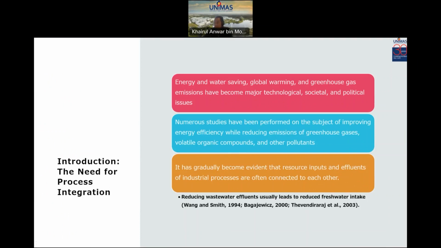Therefore, numerous studies have been performed on improving energy efficiency while reducing emission of greenhouse gases, volatile organic compounds and other pollutants. It has gradually become evident that resource input and effluent of industrial processes are often connected to each other. Therefore, reducing wastewater effluent naturally leads to reduced freshwater intake.